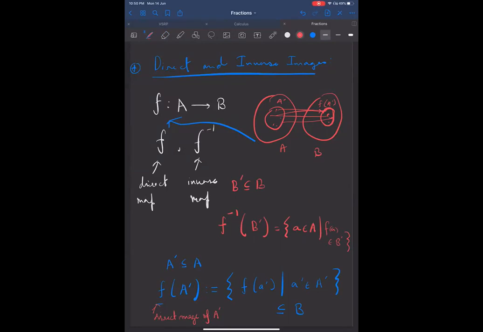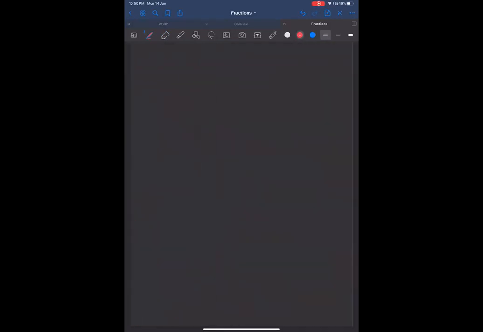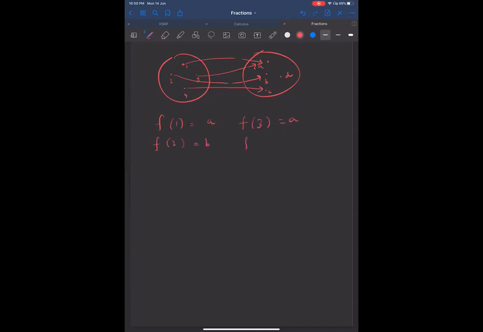Okay, so let's see an example. Give me a function, an arbitrary function. Just tell me a function, or maybe I will draw one. 1, 2, 3, 4, and A, B, C, D. So f(1) is A, f(2) is B, f(3) is A, f(4) is C.